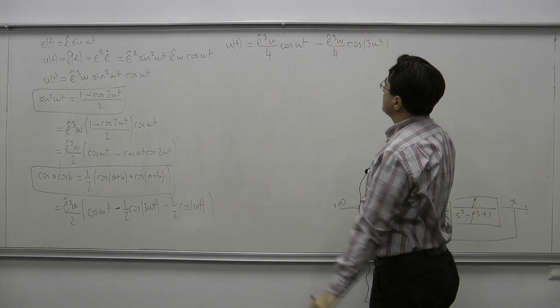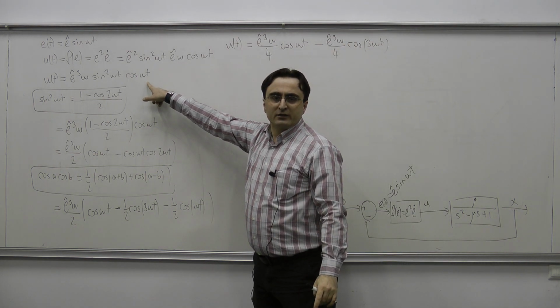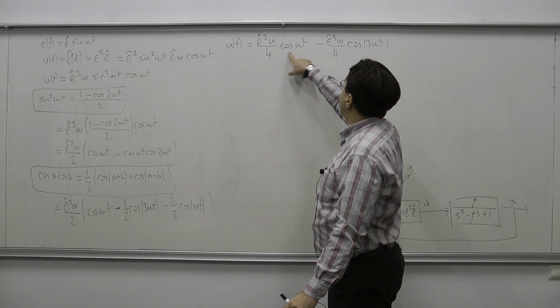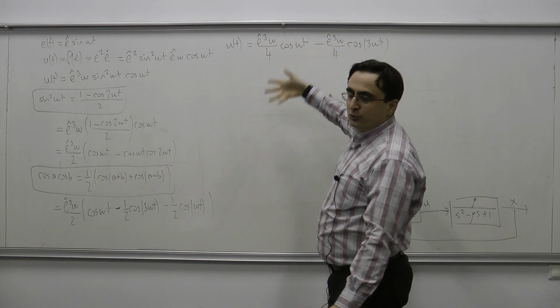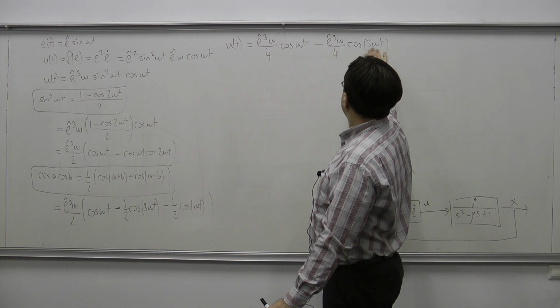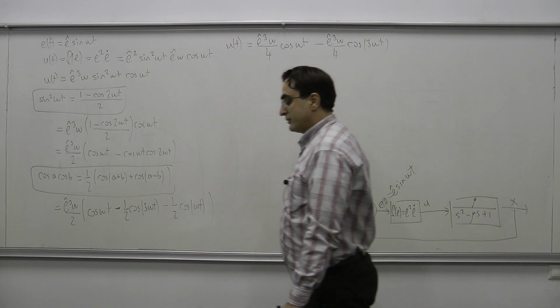So you see that this is like a Fourier series expansion of this periodic signal. It has cosine omega t, the coefficient of cosine 2 omega t is 0, the coefficient of cosine 3 omega t is minus this thing, etc.